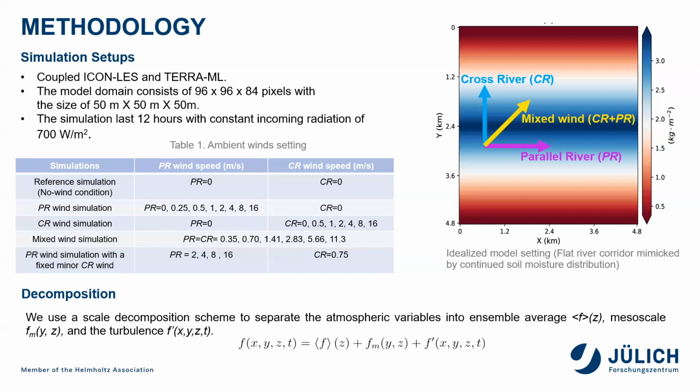The ambient wind setting is listed in Table 1. Here we set a reference case with both parallel and cross river wind equal to 0. And we also decompose the atmospheric variables into the ensemble average, the mesoscale, and the turbulence part based on the equation below.